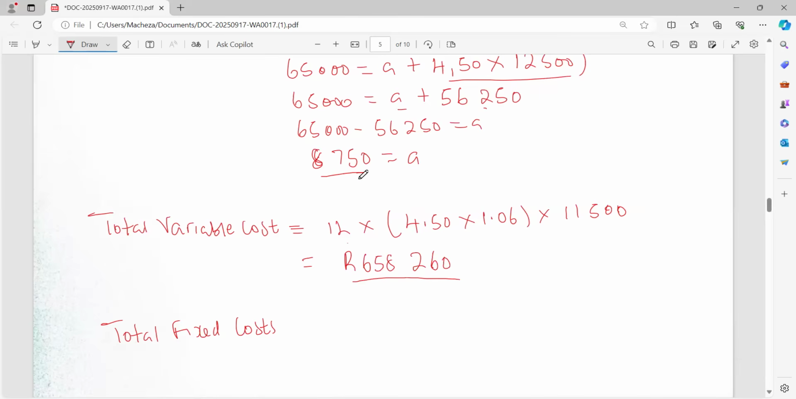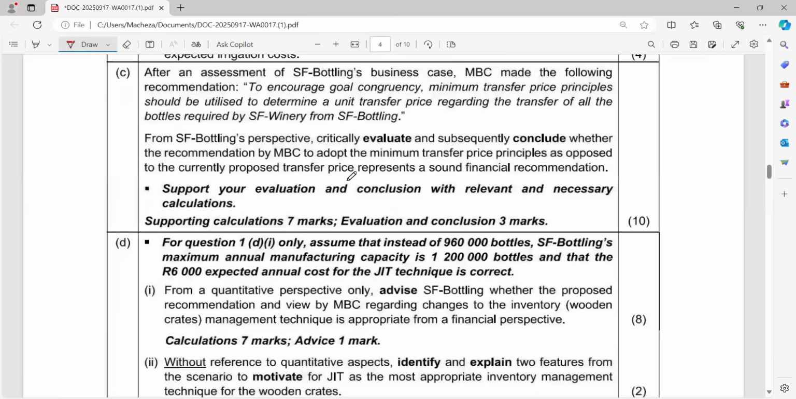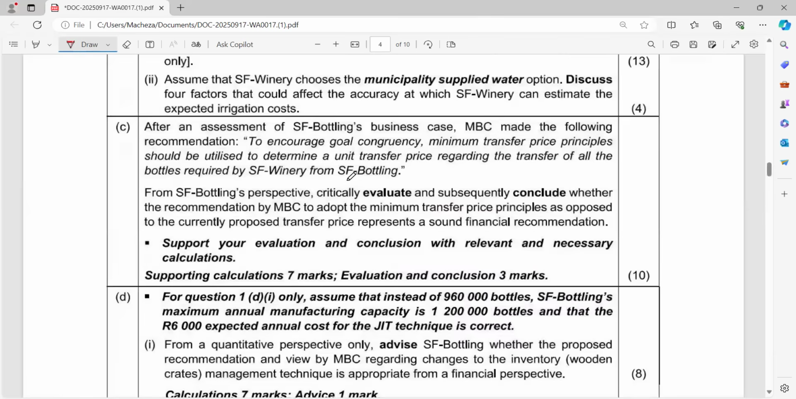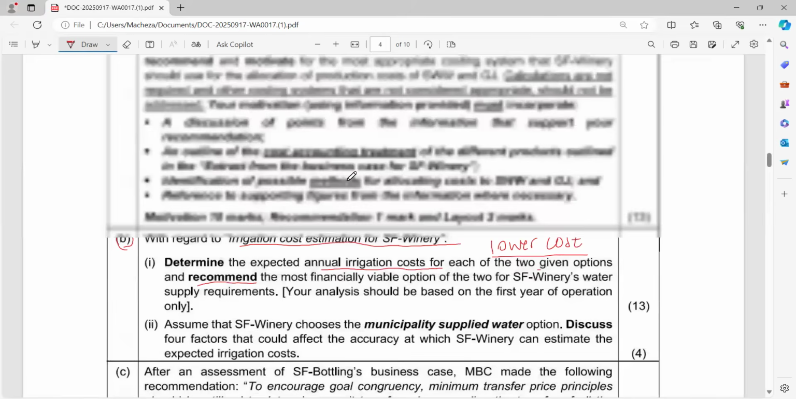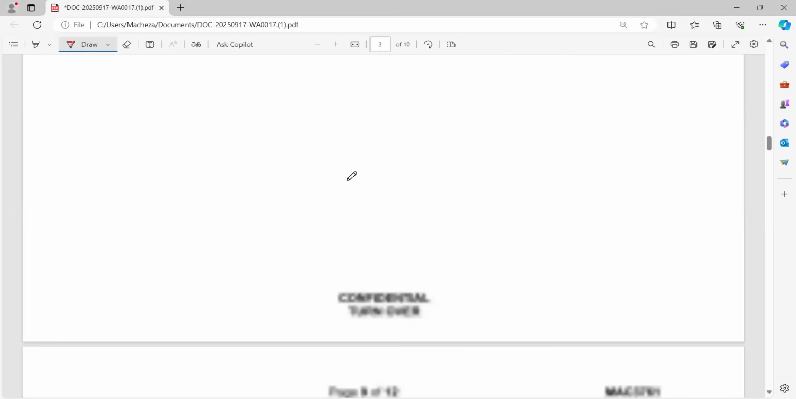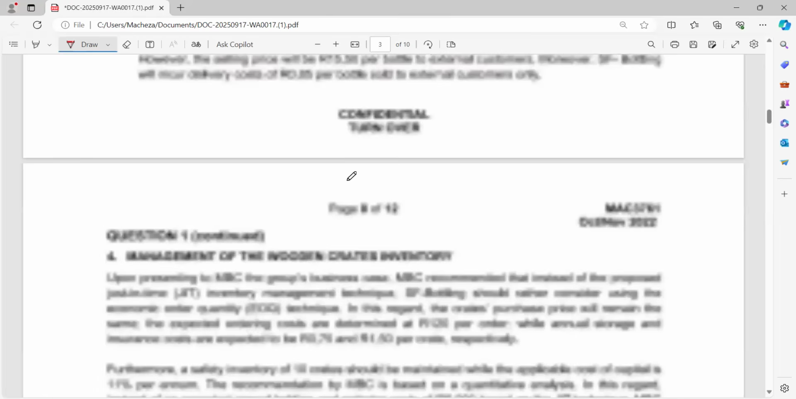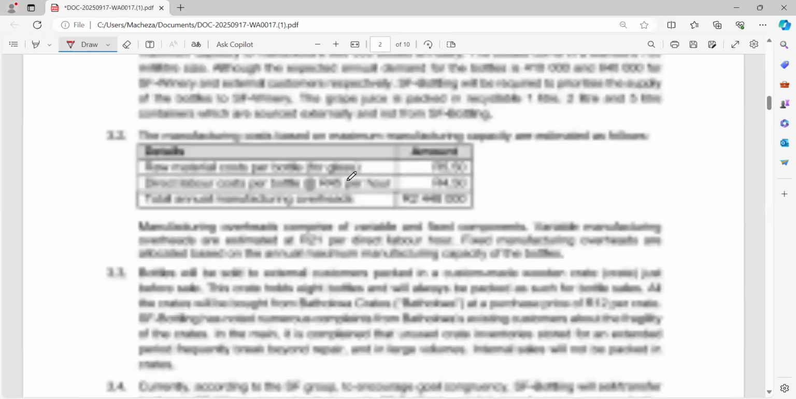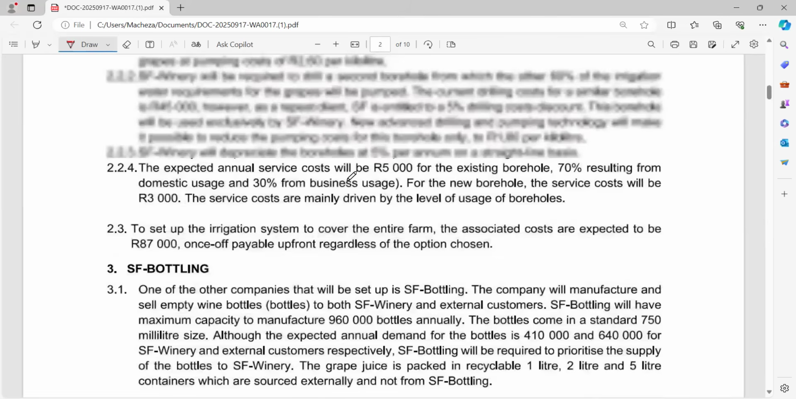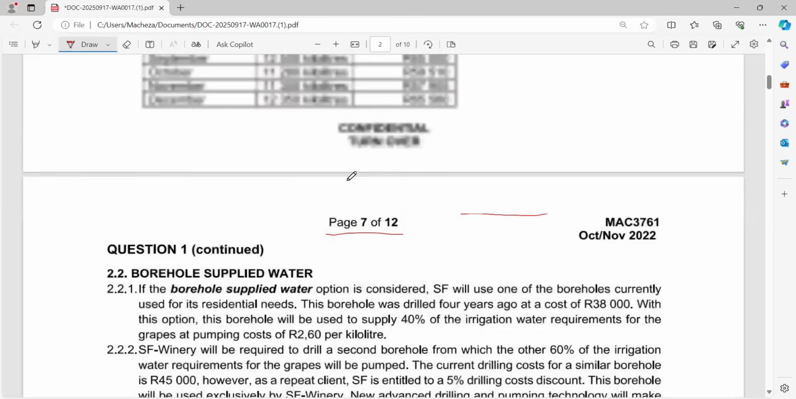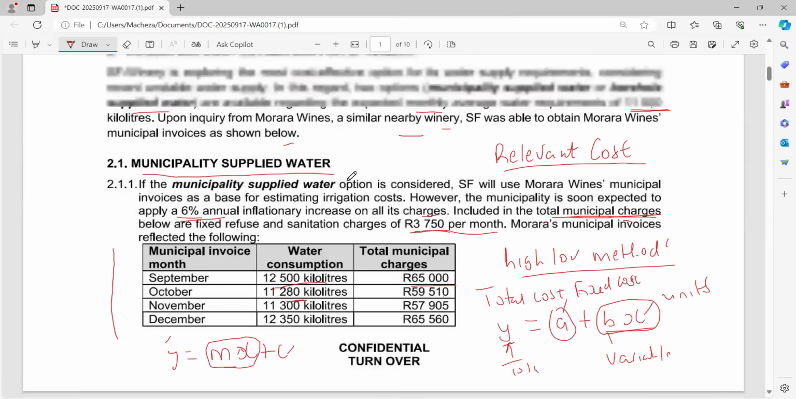But there's something here. Remember I said we should also look at relevant costing. Whenever the question requires you to make a decision, you should apply relevant costing.